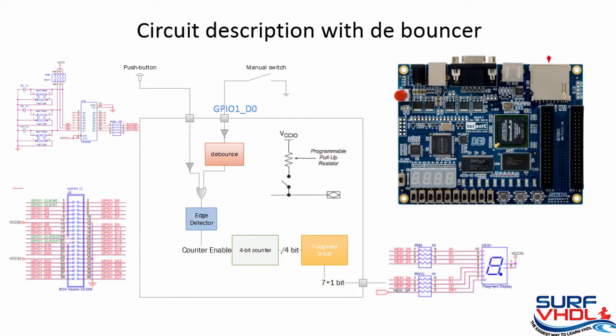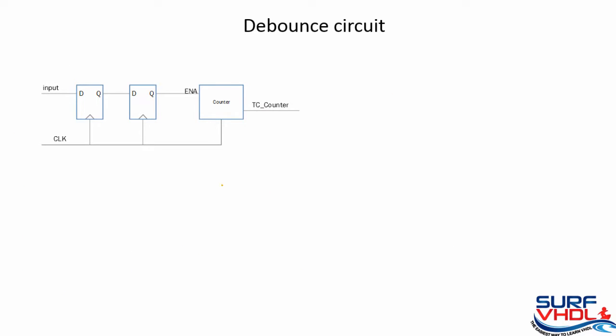In our circuit, we need to debounce the input manual switch at the input of the edge detector. Of course, we want to debounce the high level, so we need to put an inverter in front of the debouncer. The same logic applies if we want to debounce a low level. So in this case, we design a circuit that has two flip-flops to avoid metastability on the input, and a counter that counts how many clock cycles we want to filter.